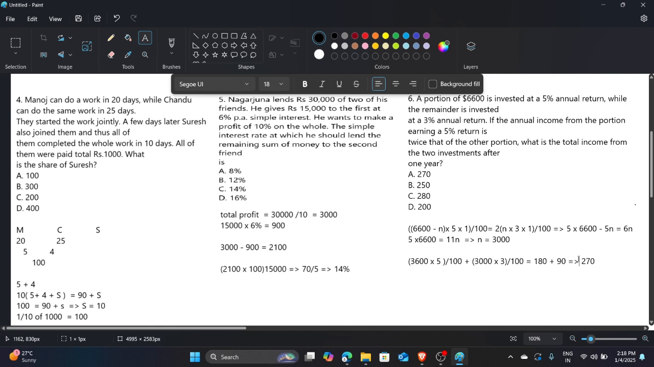Okay, I think you got it, because I did the simple thing. What they invest in two portions: the first portion we considered 6600 minus n, and the second portion we considered n. They are saying that the profit he gets in the first investment is twice that of the second investment. It is already mentioned in the question, so I did according to the question, and somehow I solved this. Okay, so this is the answer.